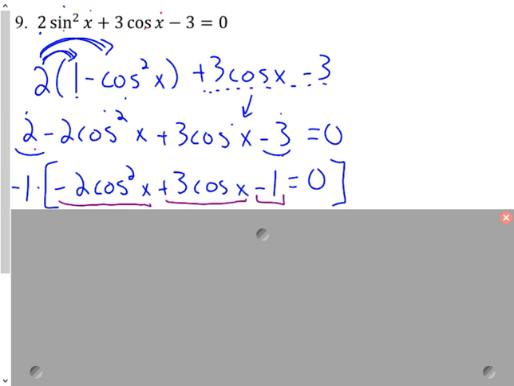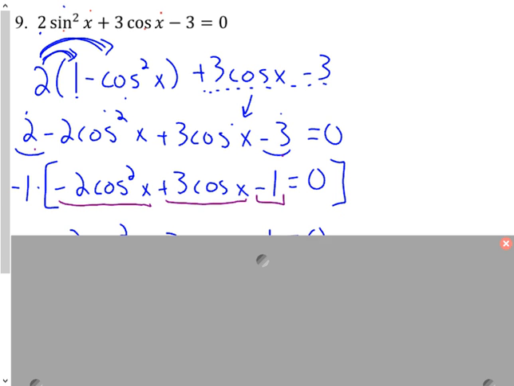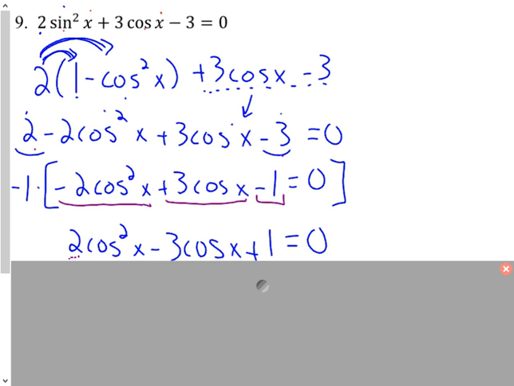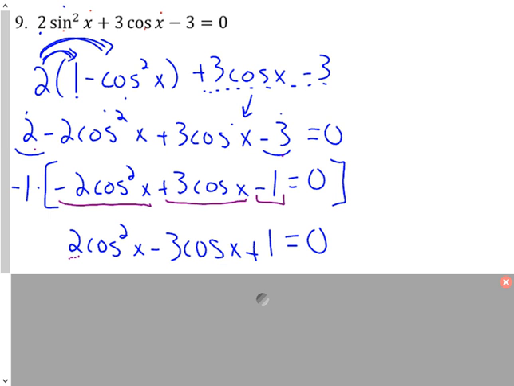Now, generally speaking, we don't factor with a negative x squared. I would just multiply both sides by negative 1, which is the same idea as if I added everything to the opposite side, right? Plus 2 cosine squared to the other side, minus 3 cosine of x plus 1 has the exact same effect. So we can just multiply by negative 1 or flip it to the other side. And so we end up with 2 cosine squared of x minus 3 cosine of x plus 1.